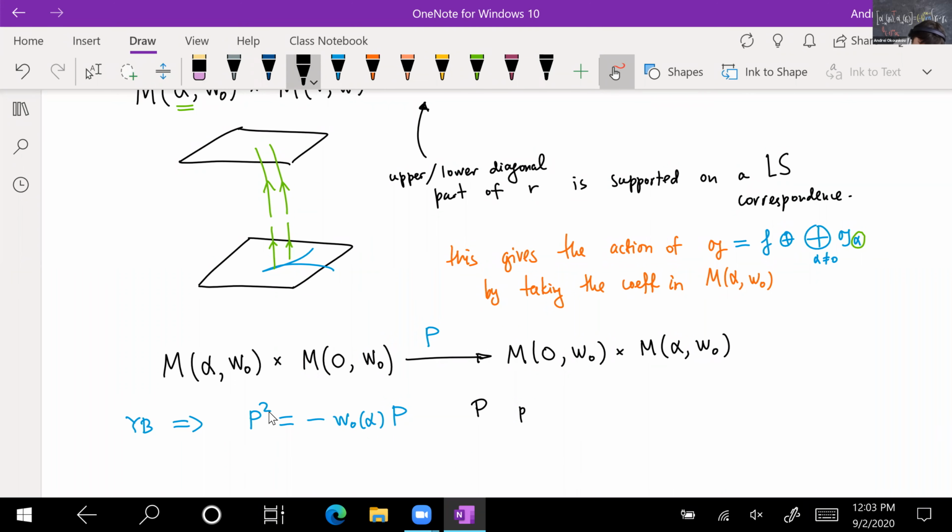That's kind of an important equation here. So P projects onto the image of G alpha. So if you want to know how big is your Lie algebra, you have to study things like this. And there's a kind of a loop here.